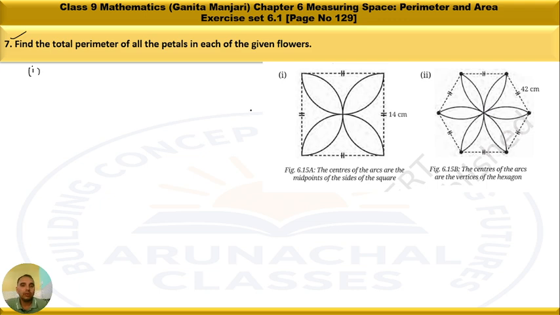The question is 7 we need to solve, which is a part of exercise 6.1 given on page number 129 of chapter 6, Measuring Space, perimeter and area. The question is: find the total perimeter of all the petals in each of the following figures of flowers. The first one here, figure 6.15a, where it is written that the centers of the arcs are the midpoints of the sides of a square.